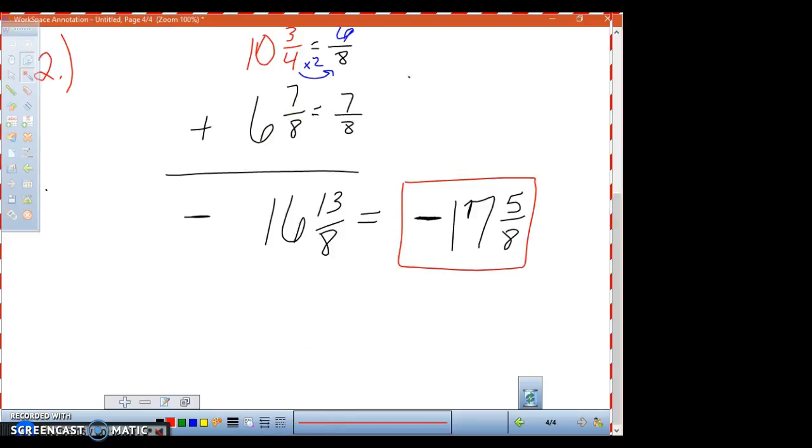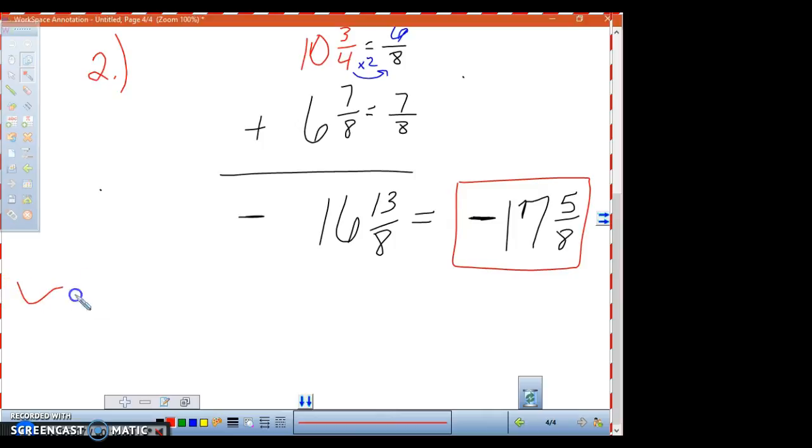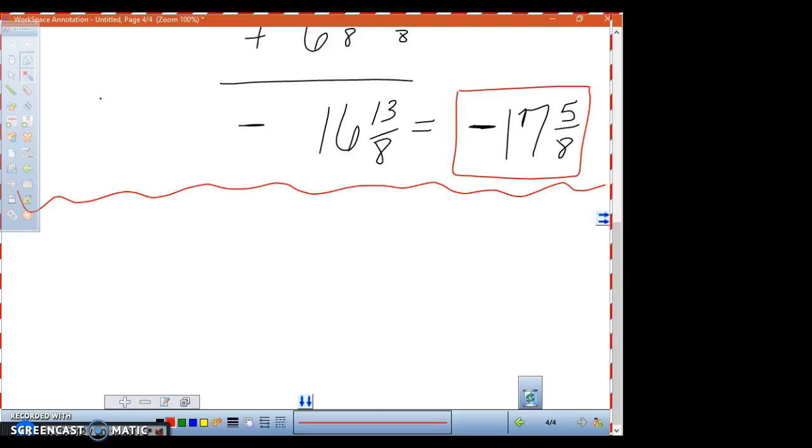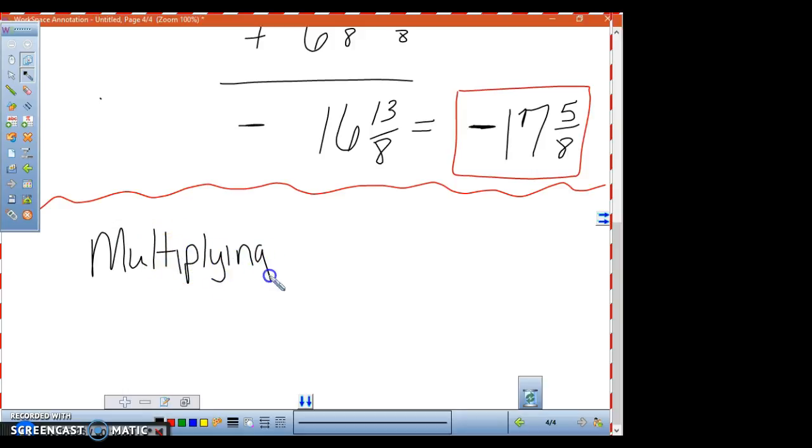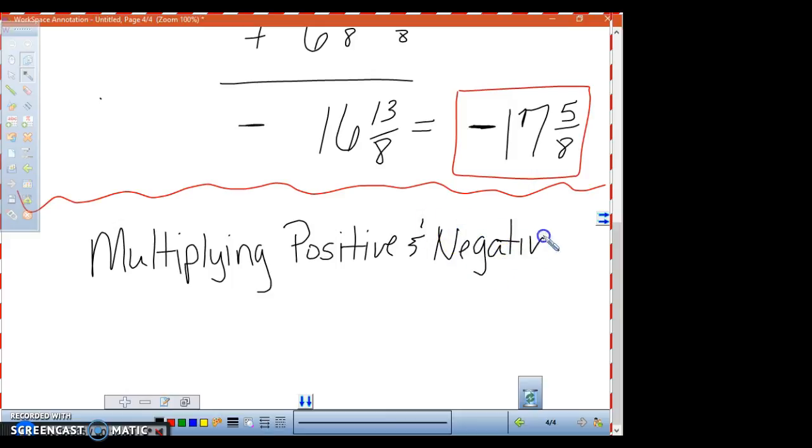Now what we're going to do today is start discussing how we would use our knowledge to multiply and divide mixed numbers. Okay, so we're going to take some notes. Multiplying positive and negative mixed numbers.